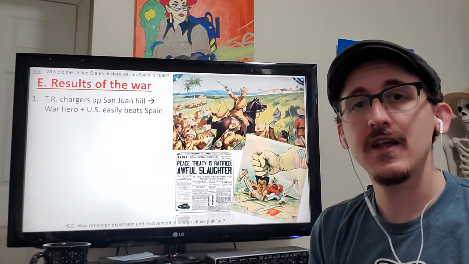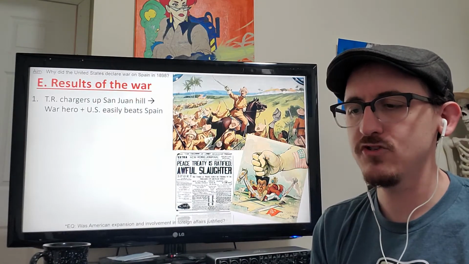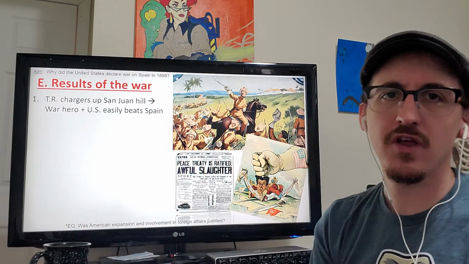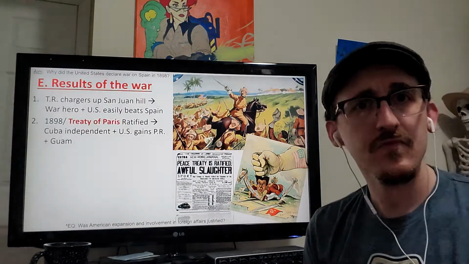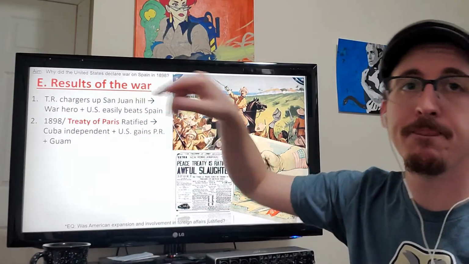U.S. beats Spain easily. Three months. The Spanish Empire is on the decline. With the help of the rebels who are really dug in and fighting passionately, that United States boost is all they needed. Three months. The United States comes in and cleans it all up. Paris Treaty of 1898. Now here's where we get into some trouble.